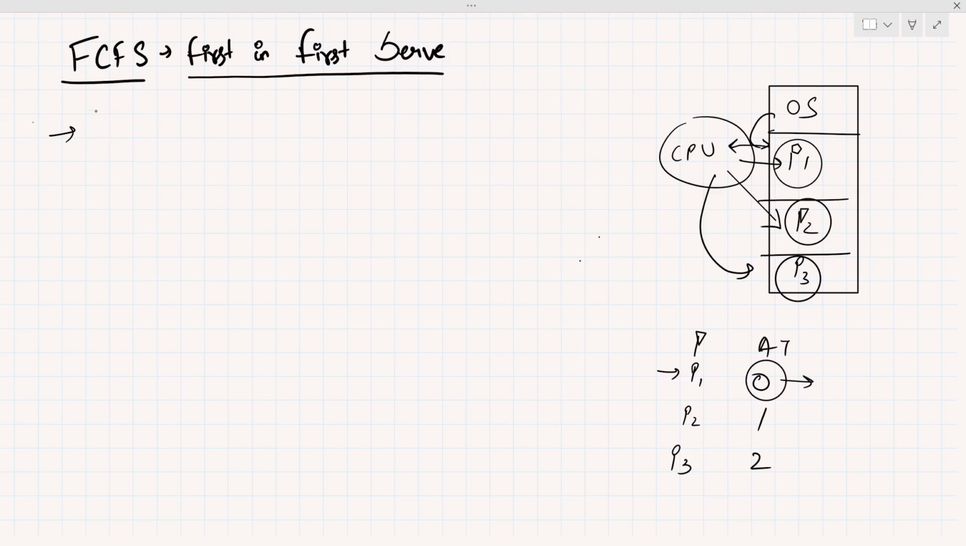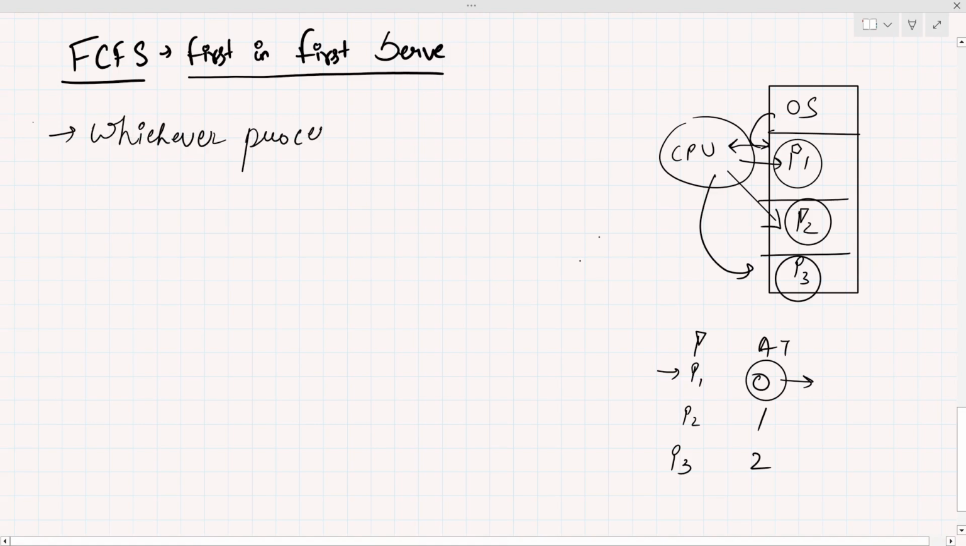Okay, so what is the scheduling criteria here? Whichever process has the minimum arrival time will get the CPU first. Whosoever process has the minimum arrival time will get the CPU first.